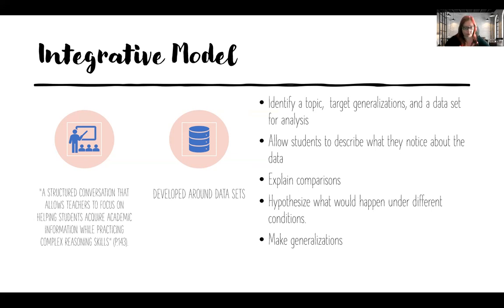Do you think the population would still decrease? And then they would make generalizations. Students might generalize, oh, then people need to be close to water sources. And so when there's a drought, they might have to relocate or move or things like that. And so this advanced model is really around data sets and just students describing what they notice.